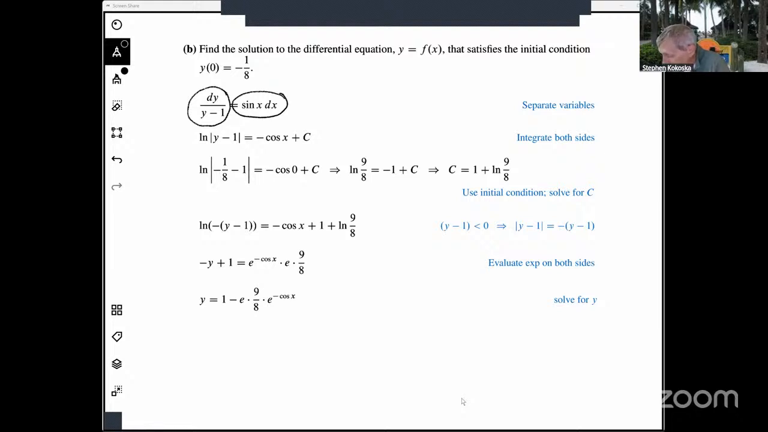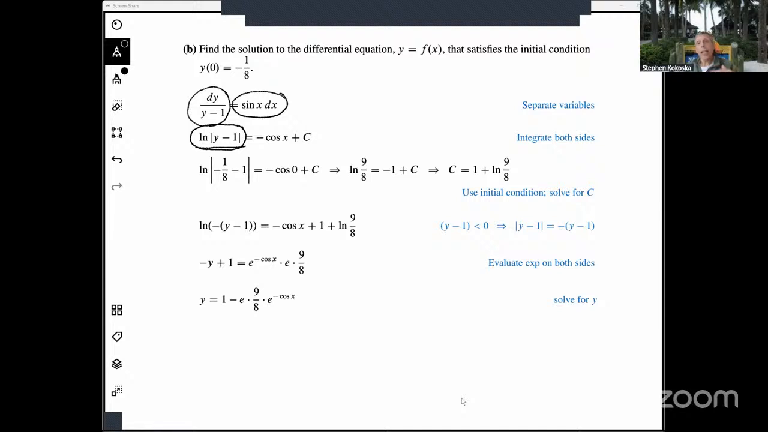On the left-hand side, it's the log of the absolute value of y minus 1. Yes, you should include that absolute value. And in this particular problem, it's actually quite necessary. So it's the log of the absolute value of y minus 1 is equal to minus the cosine of x plus c. We only need to include one constant of integration. This is the step to include it. Could you put two constants, one on each side? Sure, but you want to combine them into one. Generally, we do this on the right-hand side.